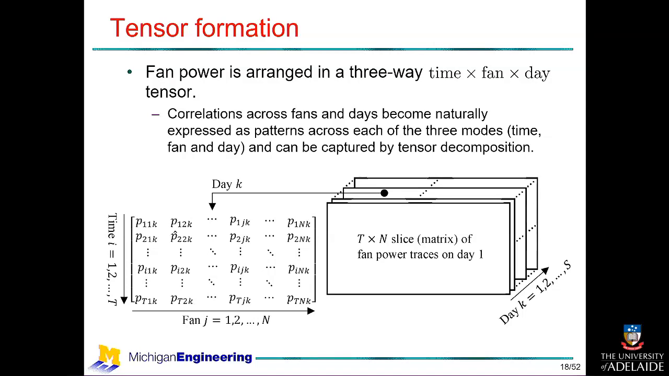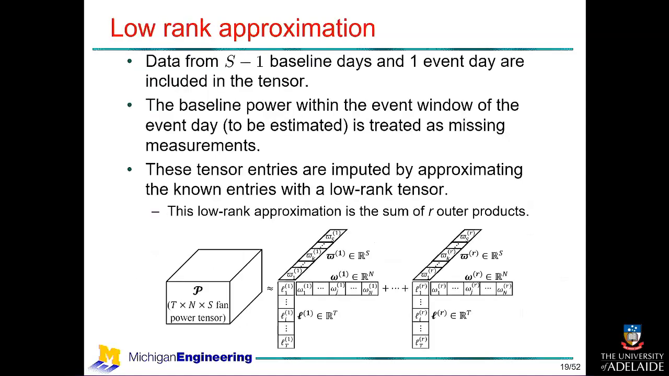We can take a slice through this and get a time by fan slice of this three-dimensional tensor. The general idea is to think about singular values. If you have a matrix, you can decompose it into singular values. In a tensor, you can do a similar kind of decomposition, analogous to singular value decomposition. Having done that decomposition, we can then rebuild an approximate tensor.